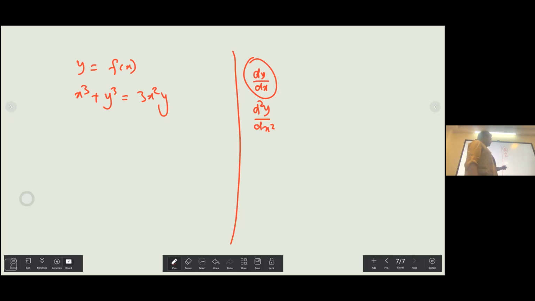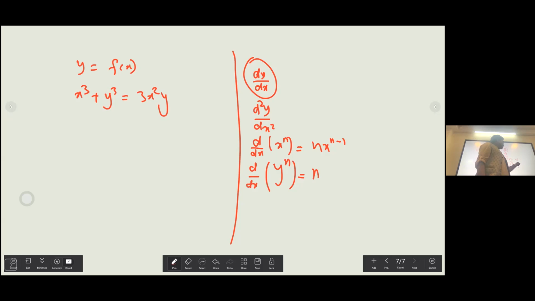Whenever you're differentiating x raised to n with respect to x, the formula is n x to the power n minus 1. But when you are differentiating y raised to n, the formula is n y raised to n minus 1, but remember, there is a chain rule here. y is a composite function, so y raised to n is a composite function. So whenever you're differentiating y raised to n, you must remember that it is n y raised to n minus 1 times dy by dx.